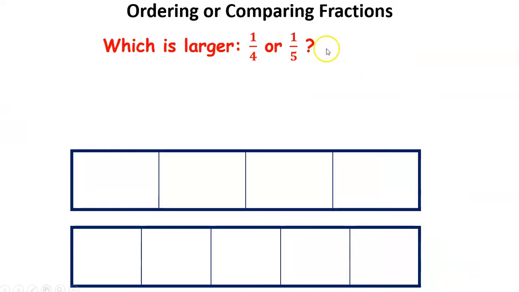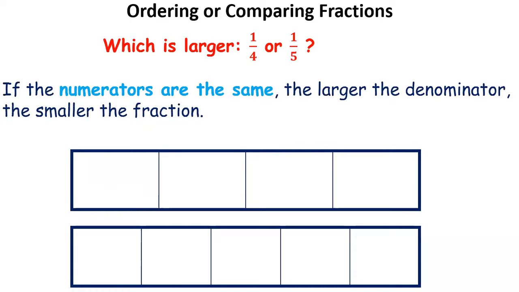In this case, I've got the same numerator, but different denominator. So let's have a bit of a look. You can see that I've got one of these rectangles split up into 4 equal parts and the other is split up into 5 equal parts. So if my numerators are the same, the larger the denominator, the smaller the fraction. So 1/5 is going to be the smaller fraction.